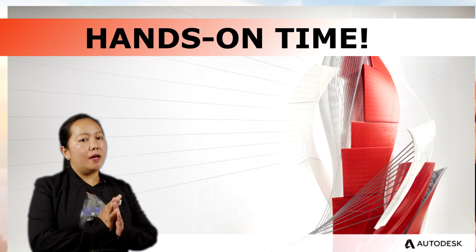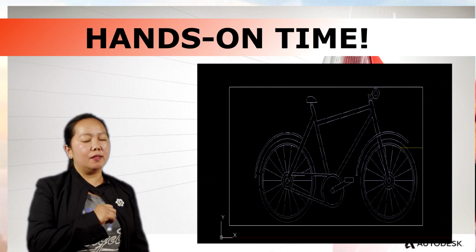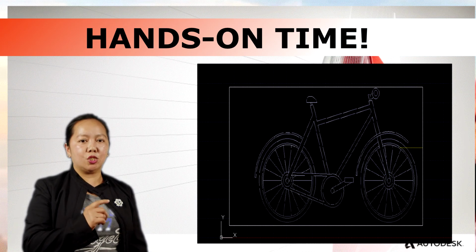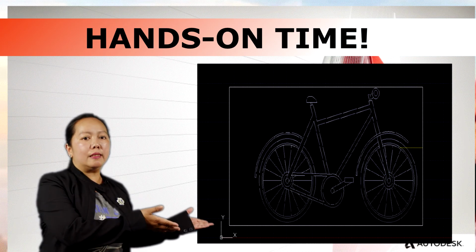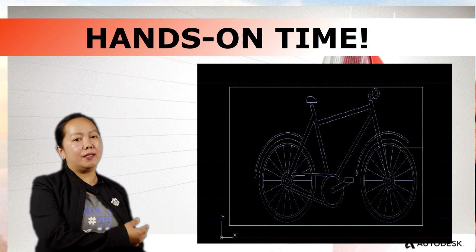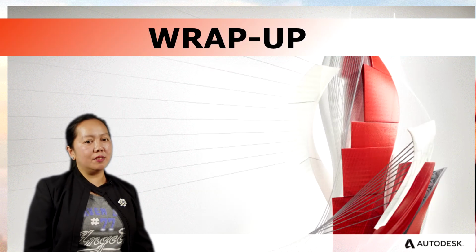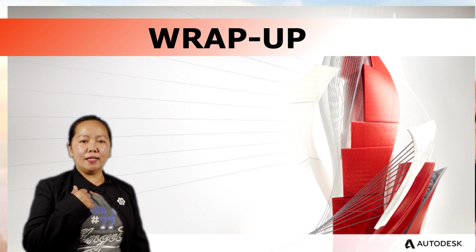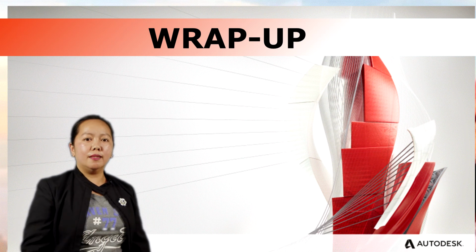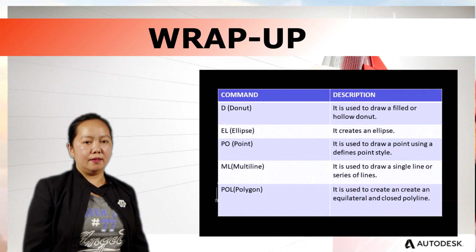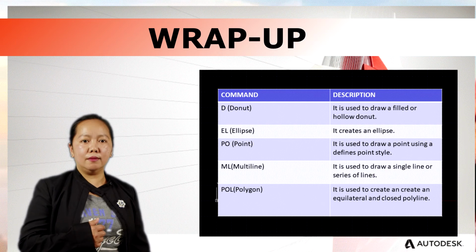Hands-on time! Pondering on what you discovered, try to draw the bike as shown in the figure using the basic geometric drawing commands. Now we are almost done with our lesson. Now let's review the AutoCAD commands that you've learned today. The first one, the donut command.